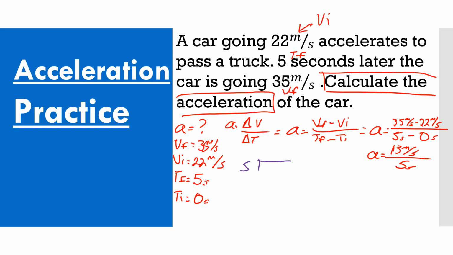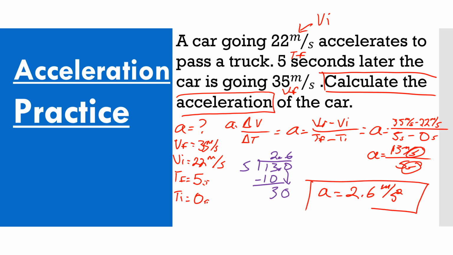We have 5 and 13. Okay, so 5 won't go into 1, but it will go into 13 2 times, giving us a remainder of 3. We'll create a decimal point, bring down a 0. Now 30. So 5 will go into 30 6 times. And so our acceleration is going to be 2.6 meters per second squared, once again, because we have 2 units of time. So that's our final answer.